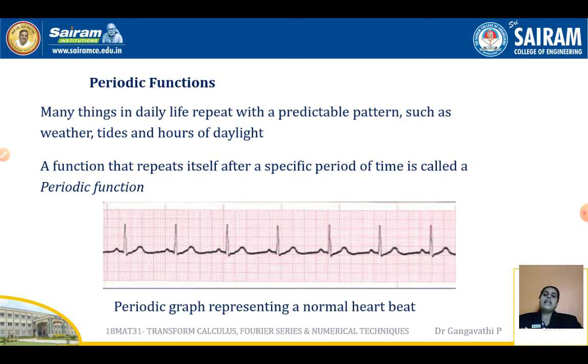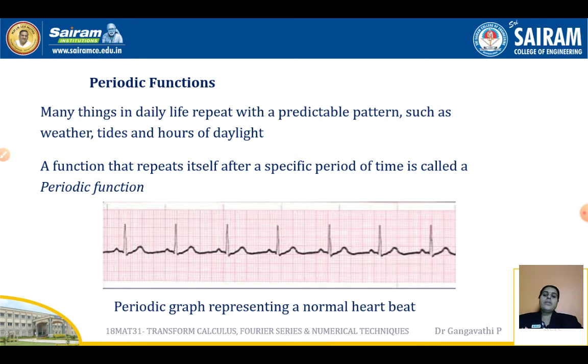Many things in daily life repeat with a predictable pattern, such as weather, tides and hours of daylight. If you just imagine, weather keeps changing. Similarly, tides keep moving. The hours of day and night: the day follows the night, then again day, again the night. It happens by itself at regular intervals of time. So many things in life appear in a predictable pattern.